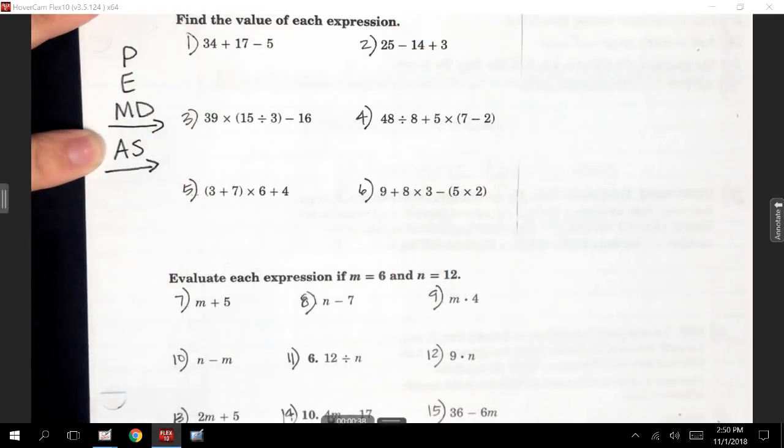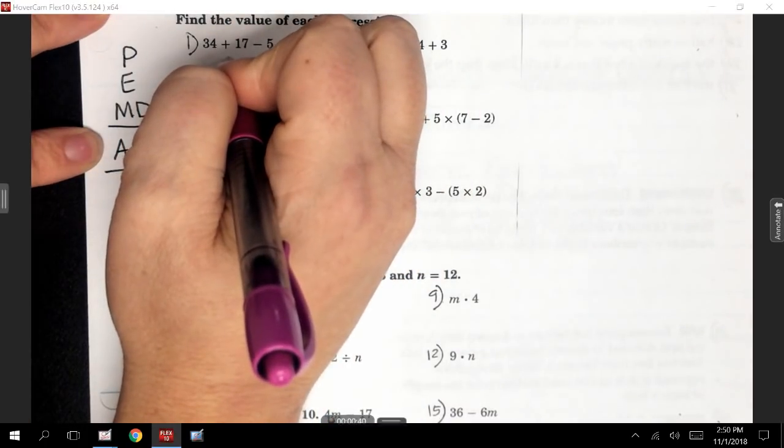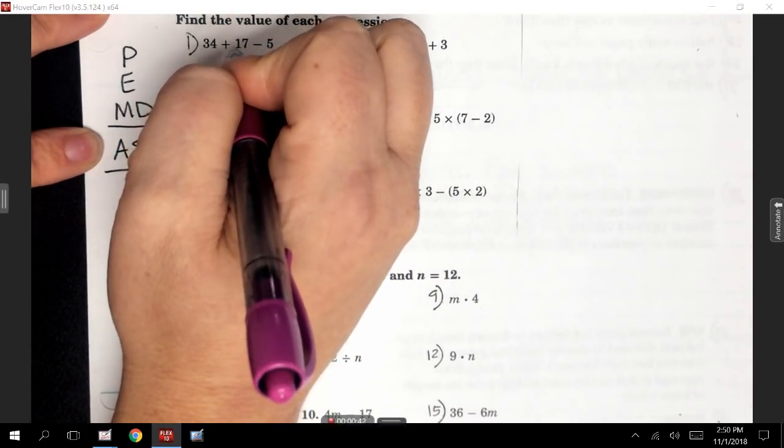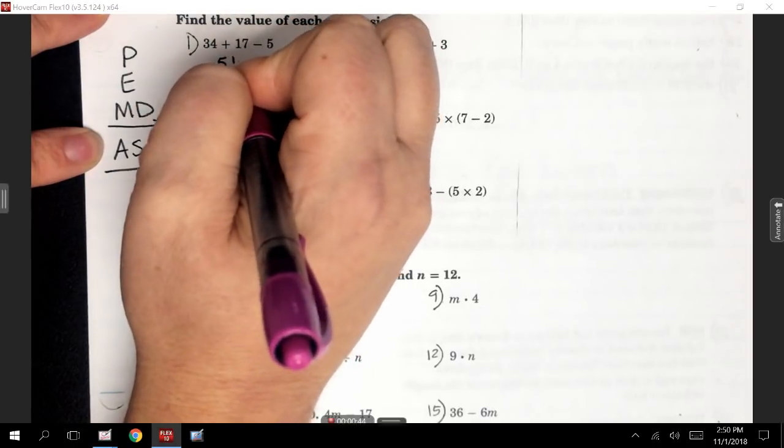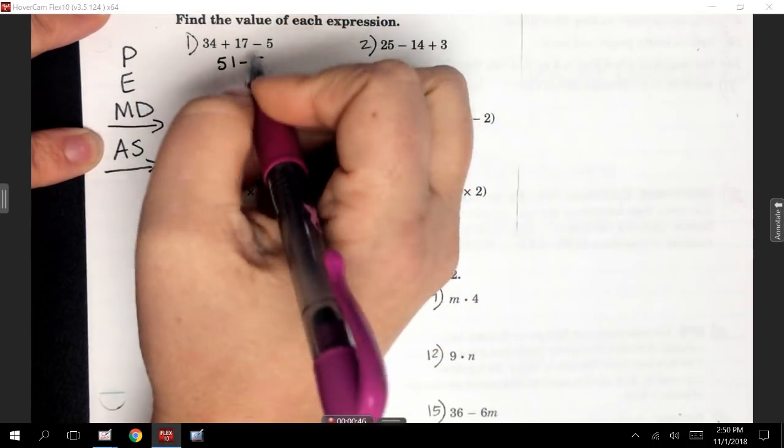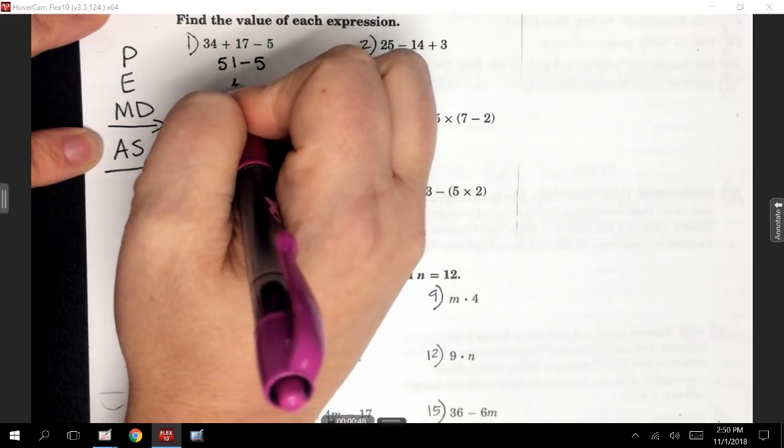So 34 plus 17, which is going to give me 4 plus 7 is 11. Carry the 1. So that gives me 51 minus 5. And 51 minus 5 is going to leave me with 46. All right?